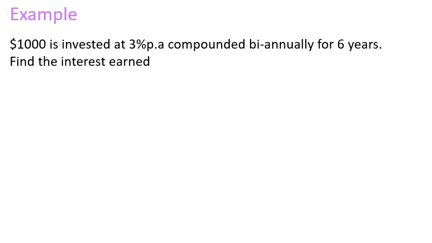Okay, last example. $1,000 is invested at 3% compounded biannually for 6 years. Find the interest earned. We first need to find the amount using the compound interest formula. So A equals P times bracket 1 plus R over 100 times N bracket to the power of N times T.